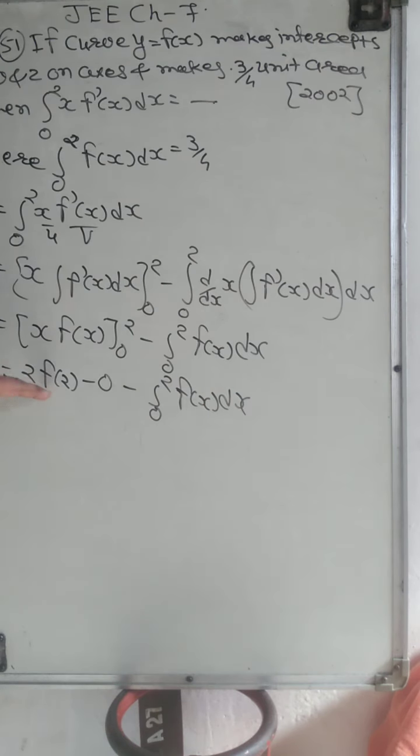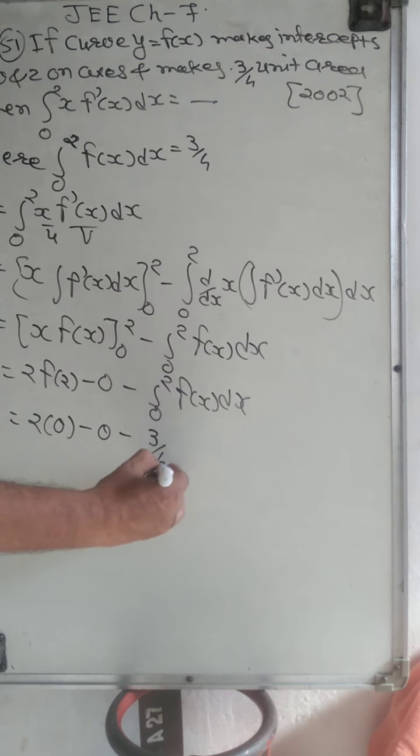Now f(2) is equal to dash. Means x equal to 2, then y equal to 0, or f(2) is equal to 0. So 2 into 0 minus integration, 3 by 4. So our answer is minus 3 by 4, right? And here one thing you remember: when a curve intersects at the point (2, 0), then we can say that f(2) is equal to 0, right? So remember this thing very carefully.